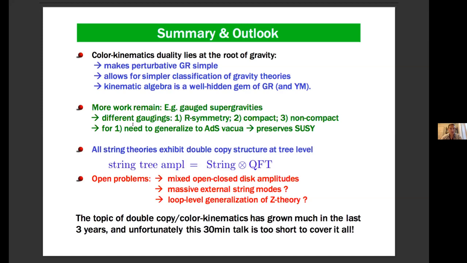But there's lots more work that remains. For example, in this very particular example of gauged supergravities, we can do different gauging. We can do gauging of the R symmetry. We can pick a compact global group to gauge, or we can pick a non-compact group. So we've basically done this one, we've done this one. So the compact one is just Einstein-Yang-Mills. This one is the gauged R symmetry.